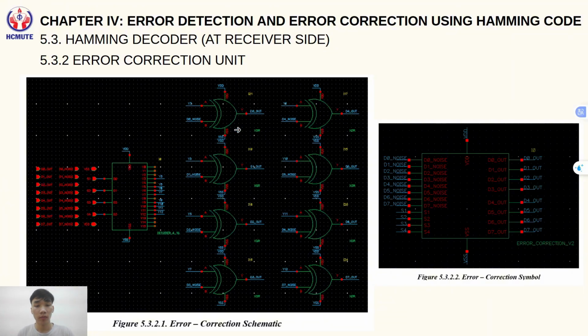And if no error is present, E0 equals 1, the other outputs equal 0, so dy out equals dy in XOR 0 equals dy in. So the data passes through unchanged.